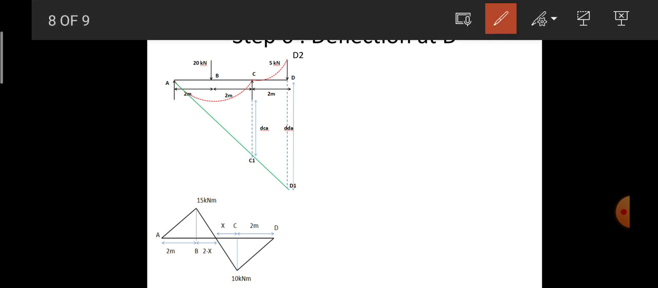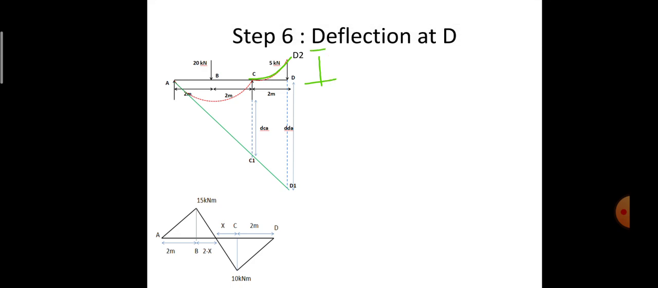Here the deflected position of CD is going in the upward direction. So therefore, the exact deflection at point D is DD2. DD2 is the exact deflection at point D. So I need to determine the exact deflection at point D, which is nothing but the DD2 value. So DD2 is nothing but minus DD2.